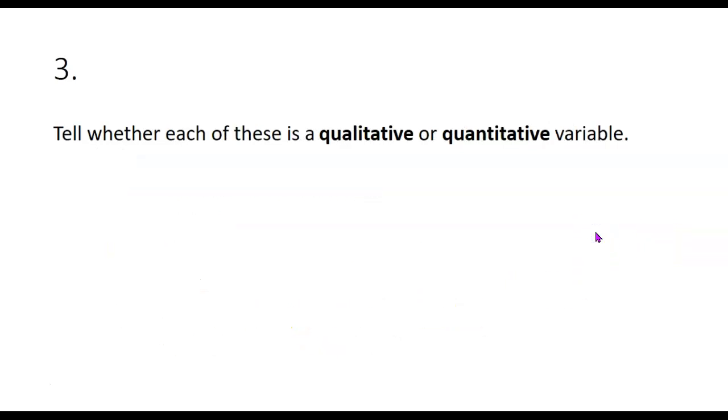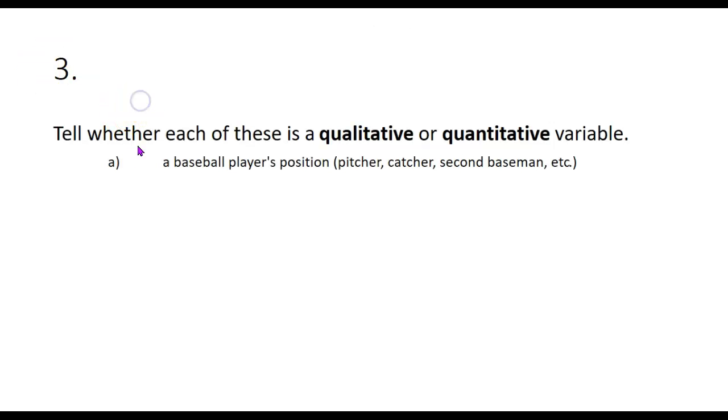Number 3, here we're trying to decide whether each of these is qualitative or quantitative. A qualitative variable is one that is a quality. A quantitative variable is one that is a quantity. It's a number or an amount. So what about a baseball player's position? Pitcher, catcher, second baseman, or whatever. Is that a number? No. That would just be which one of those things it is, so it's qualitative.